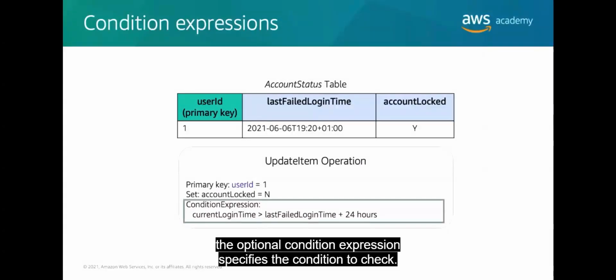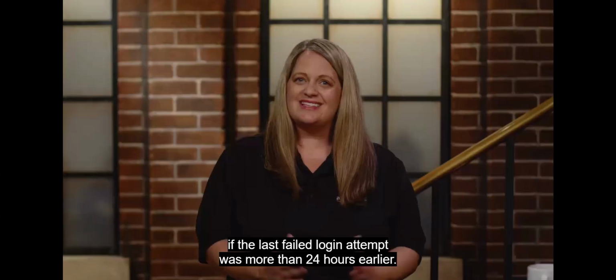The optional condition expression specifies the condition to check. The account locked attribute is only set to N if the last failed login attempt was more than 24 hours earlier. That's it for this video.